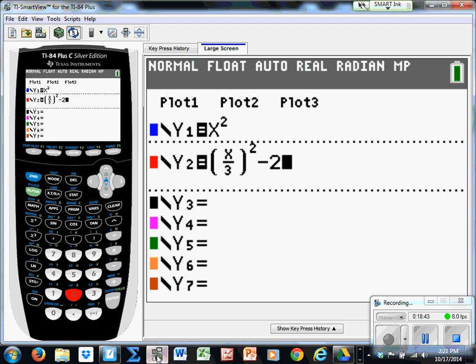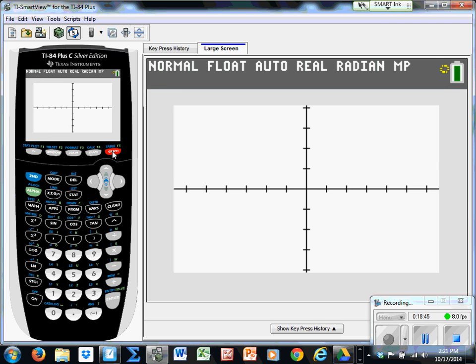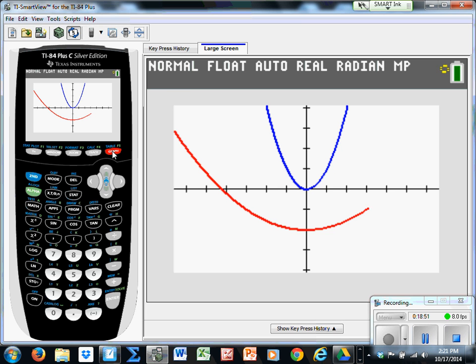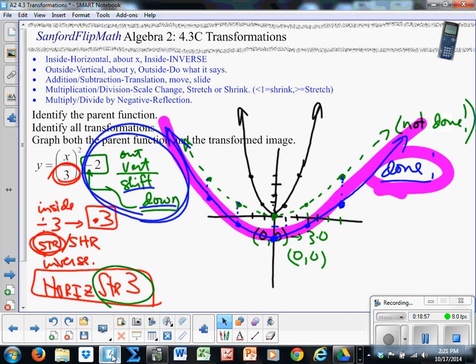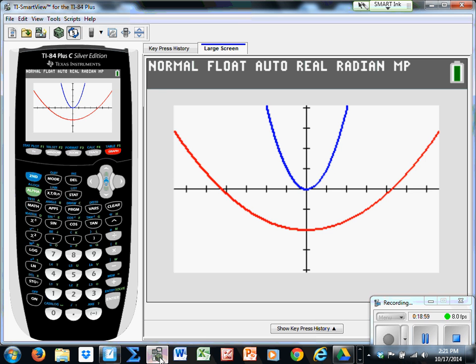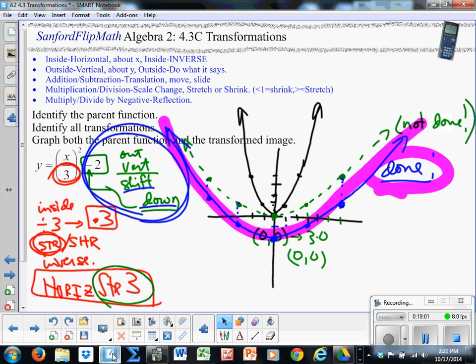There it is. The first graph, y equals x squared. And the next graph, horizontal stretch of 3 and shifted down 2. That looks good to me. Okay, we're going to leave it at that.